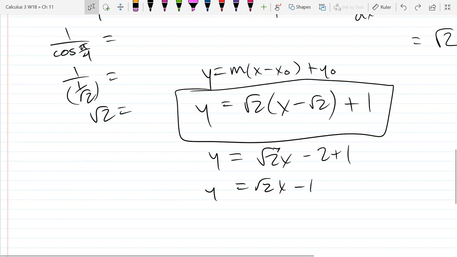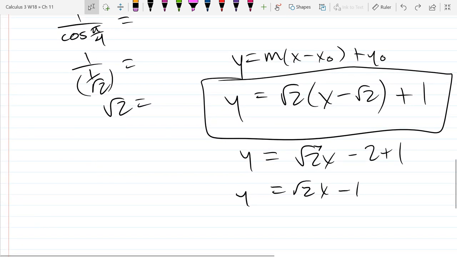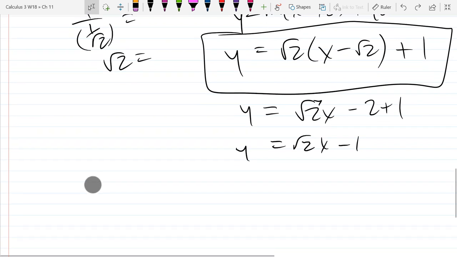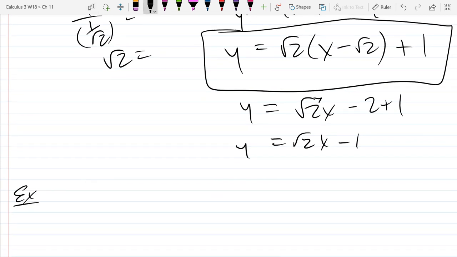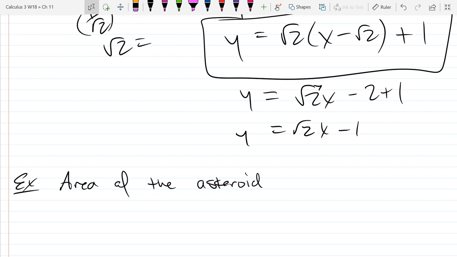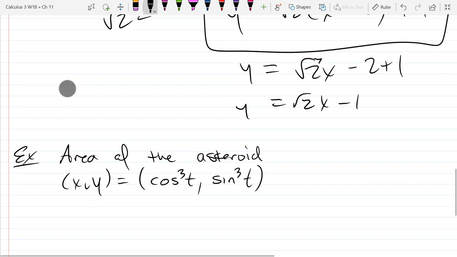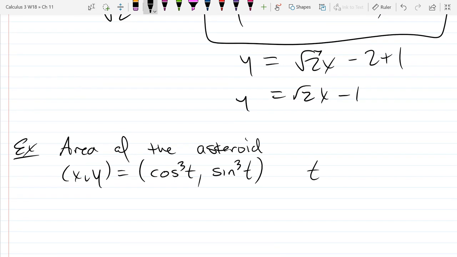All right, next up, we're going to look at area. So this was slope. So there's a shape called an asteroid. And the parametric equations are cos cubed t, sine cubed t. Our t is going to go 0 to 2 pi.